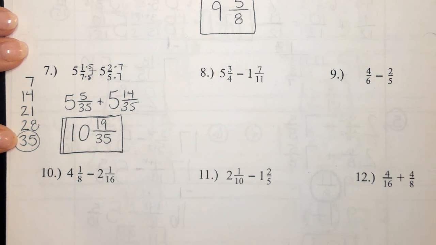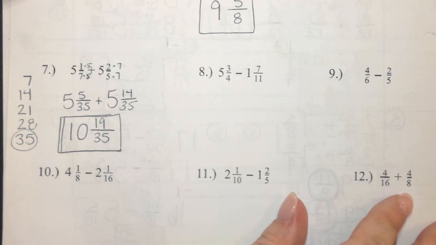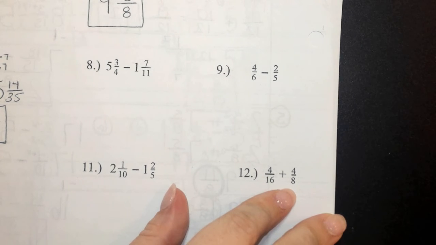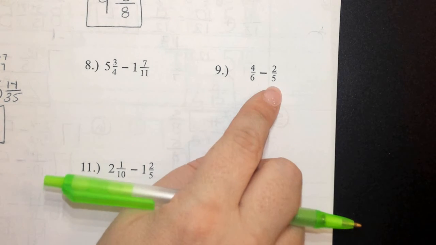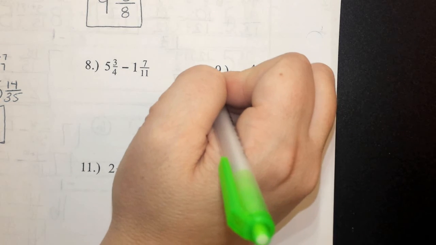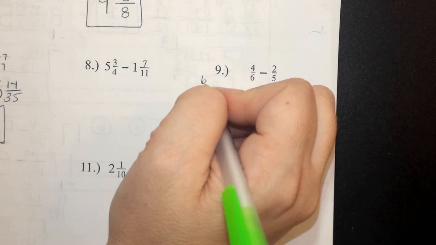That's the answer. Okay. Number 9. Can 6 multiply to give me 5 or 5 multiply to give me 6? No. So I'm going to make my list. So I'm going to start with 6. We just said 5 cannot multiply to give me 6.